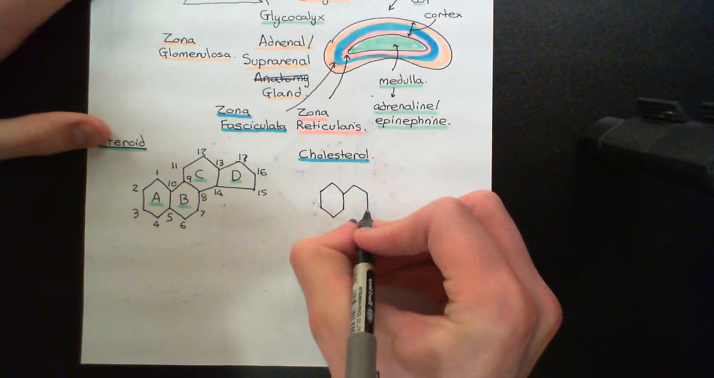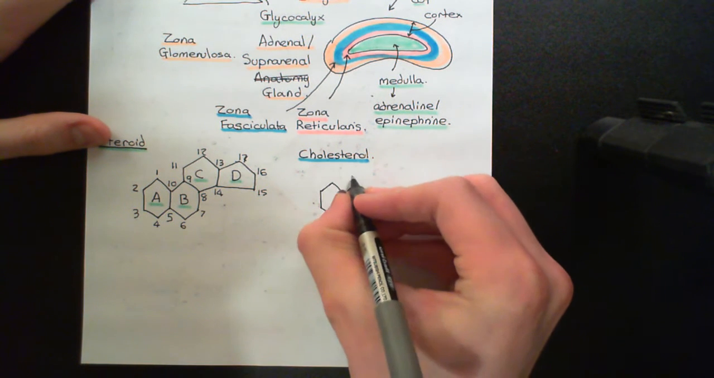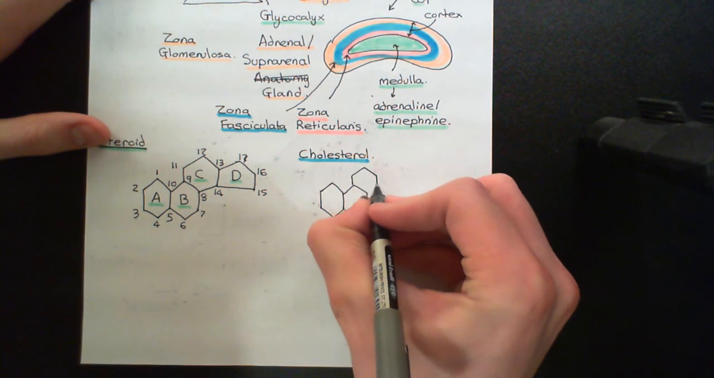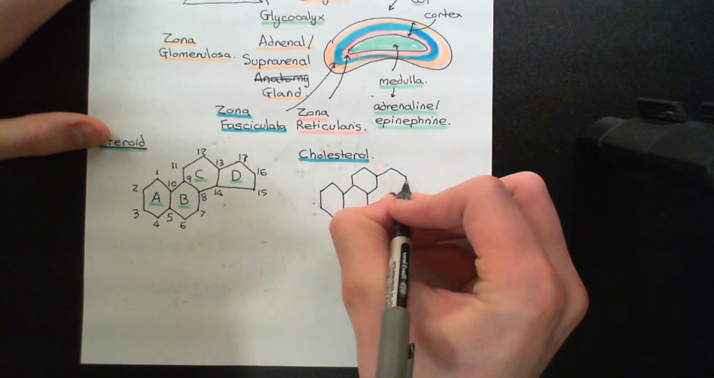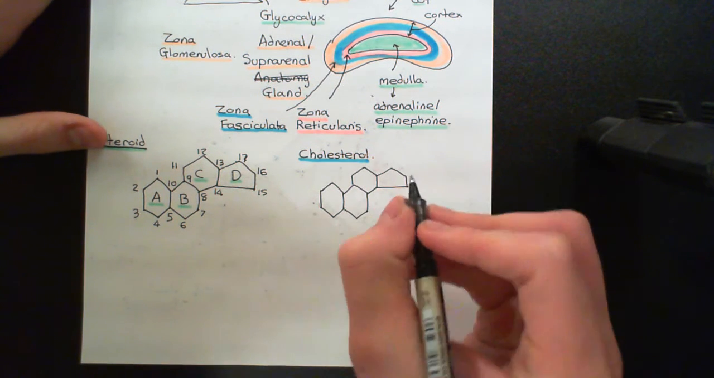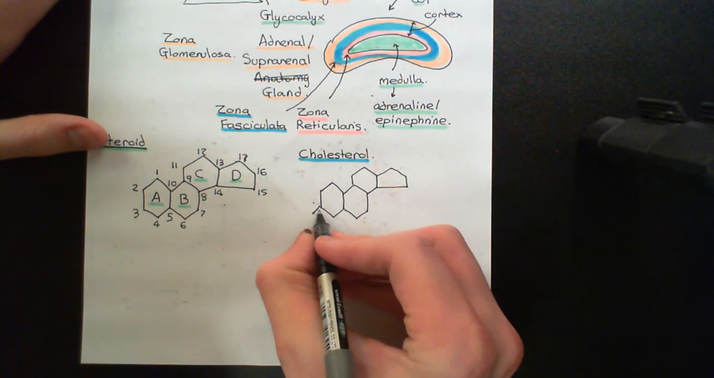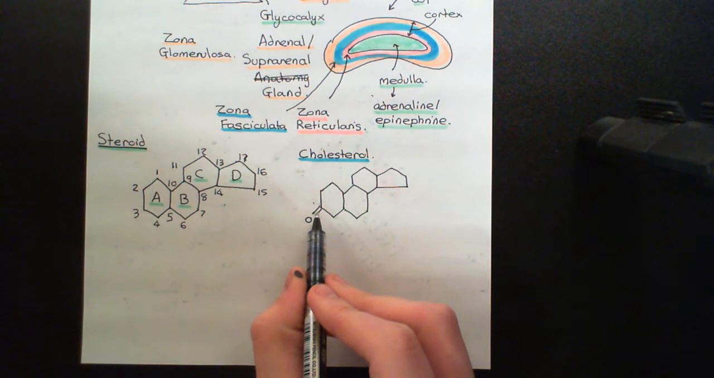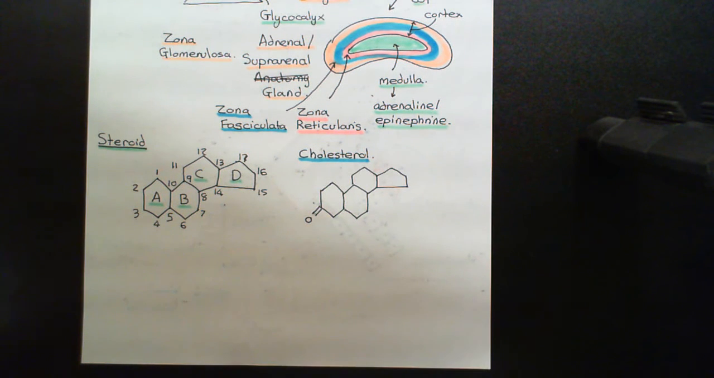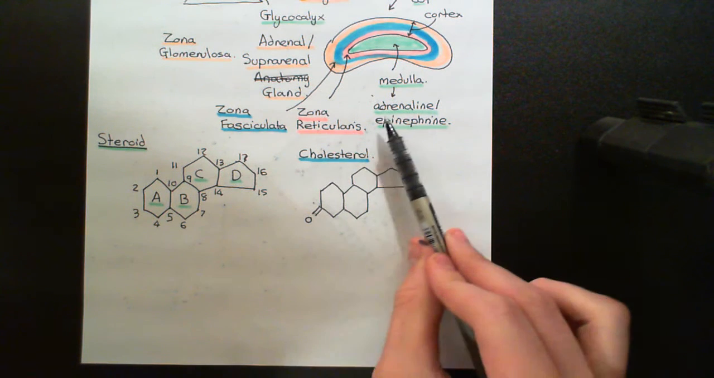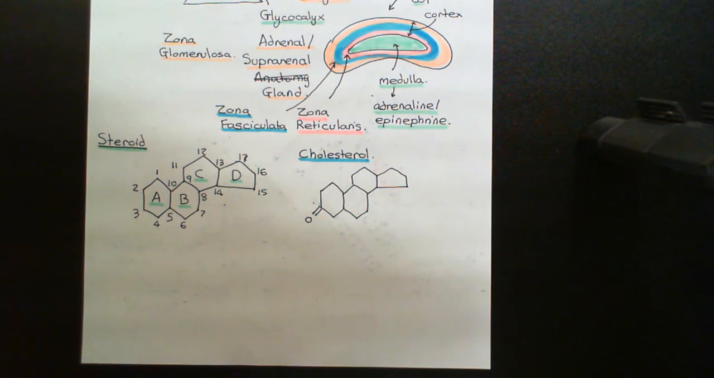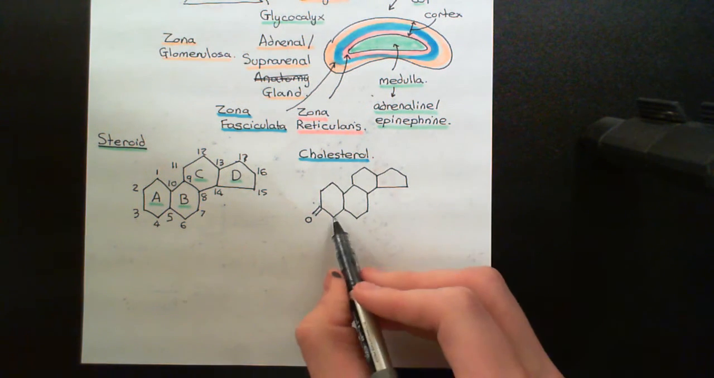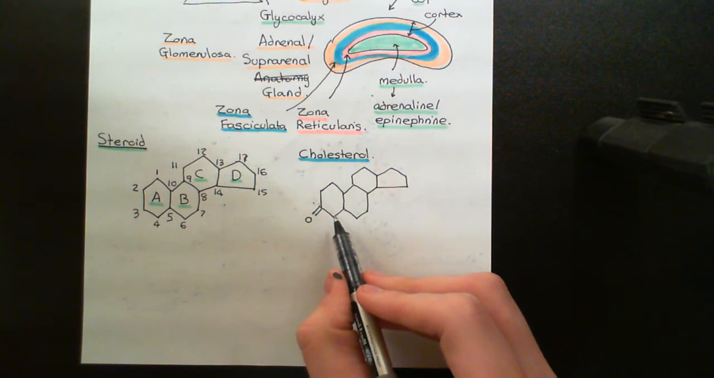So here's ring A, here's ring B, here is ring C, like so, and here is ring D. Okay, so we're going to start our modifications by putting a carbonyl group onto carbon 3 here. So that's the first modification I'm going to make. Next I'm going to work my way up the molecule like so. Next I'm going to put a double bond in between carbon 4 and carbon 5 here.